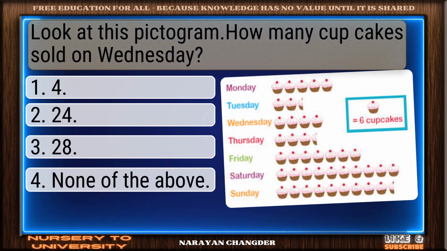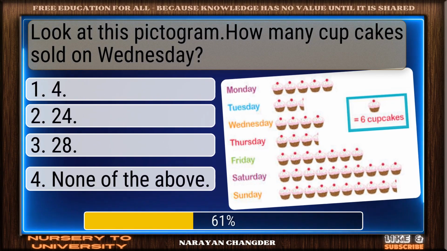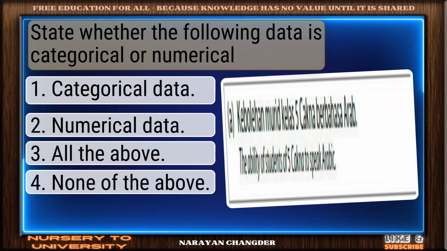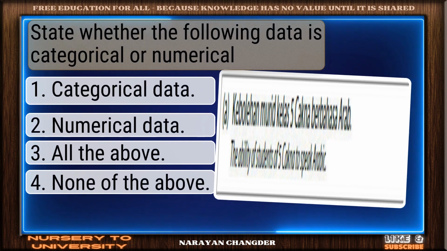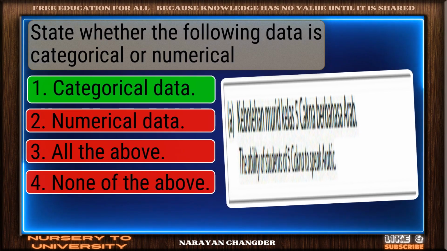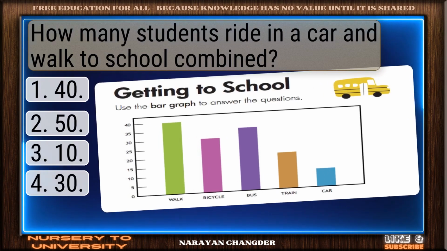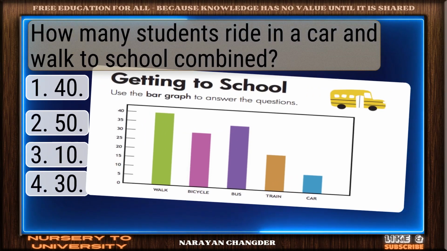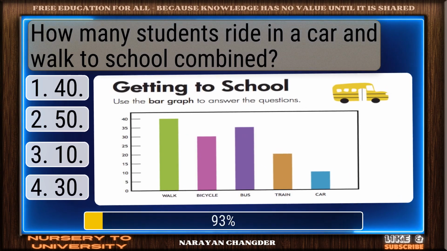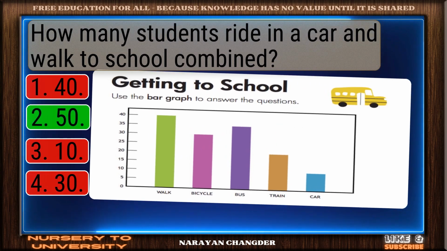Look at this pictogram. How many cupcakes were sold on Wednesday? Strong choice. 24 is the right answer. State whether the following data is categorical or numerical. Perfect. Categorical data is the correct choice. How many students ride in a car and walk to school combined? Excellent choice. 50 is the right answer.